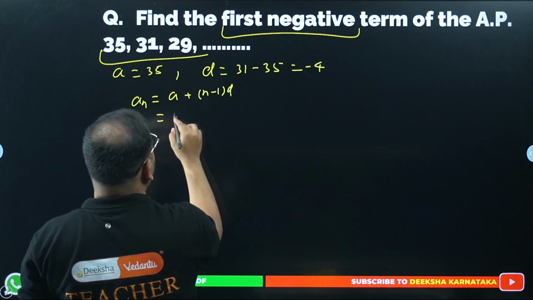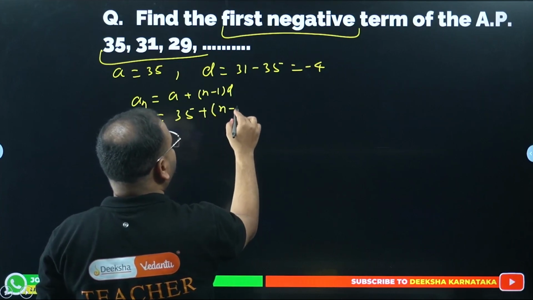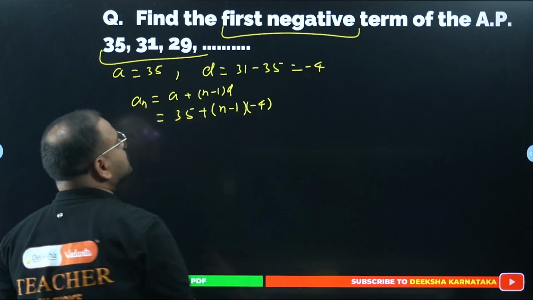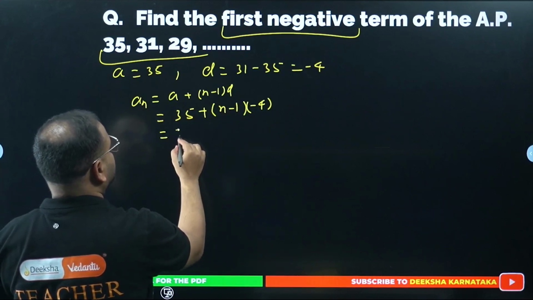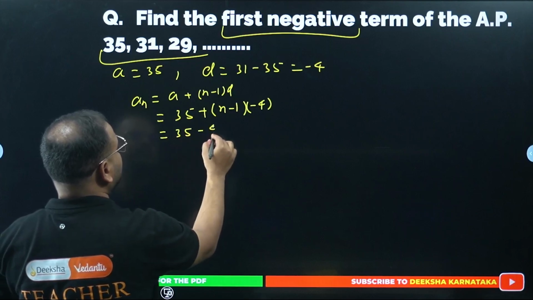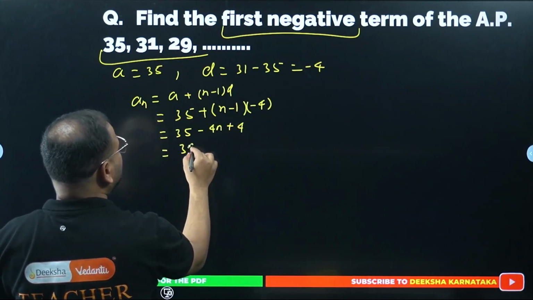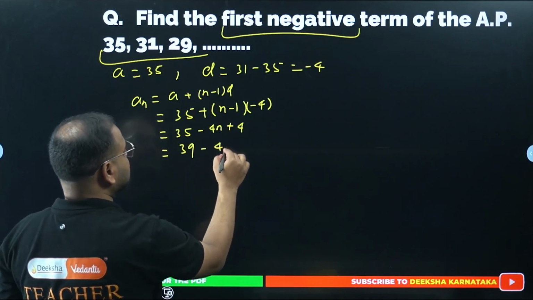So it's going to be 35 plus (n minus 1), and D will be minus 4. We don't know n, right? So n will remain as it is. Simplify this further: 35 minus 4n plus 4. What we get here is 39, right? So 39 minus 4n.